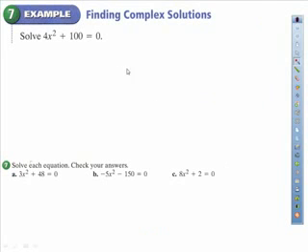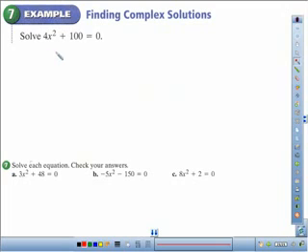Alright, finding our complex solutions. Right here, we have 4x squared plus 100 is equal to 0. If I factor out the GCF, I'll get x squared plus 25 is equal to 0. Now this isn't a difference of squares, so I know I can't factor this, so I'm going to have to use the square roots method.